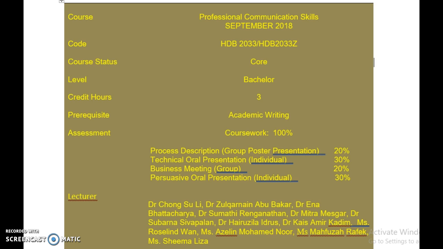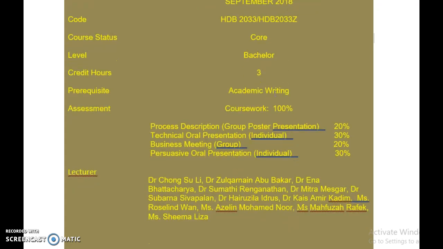Alright, for this semester there are two codes, HDB 2033 and HDB 2033Z. Yes, and this is a core subject. It's a bachelor's level, and the total credit hours is 3. The prerequisite of this course is academic writing. So for those of you who have successfully completed your academic writing, congratulations. Yep, so this is your next stage.